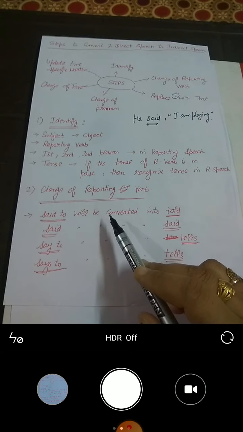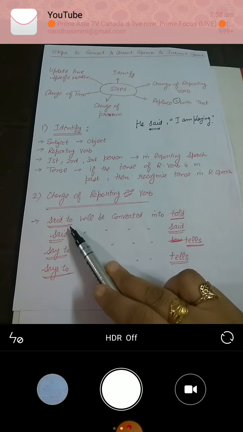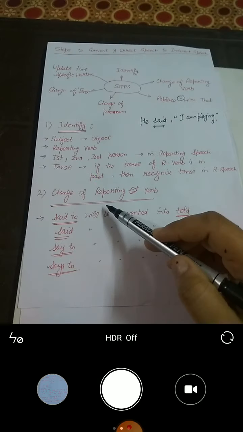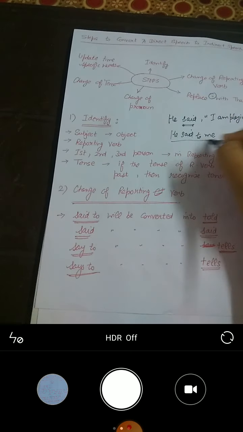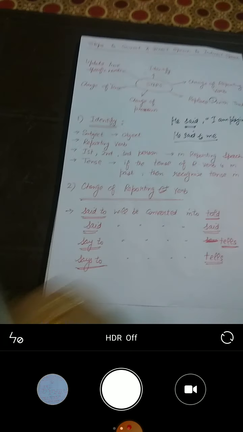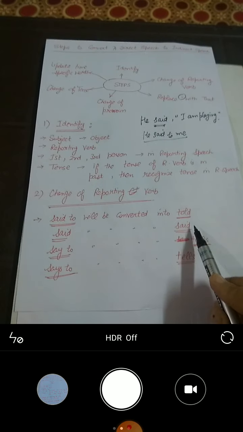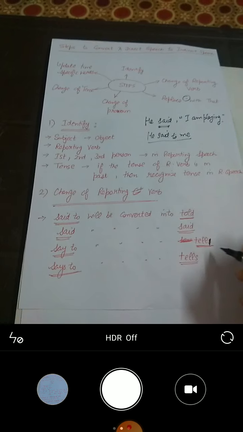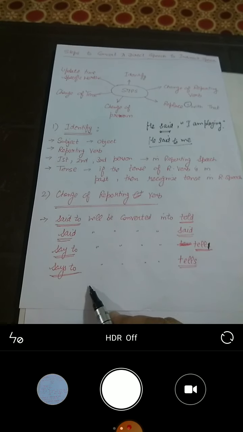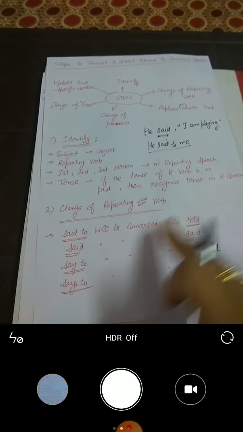Now comes the second step, change of reporting verb. How to change the reporting verb? If your reporting verb is "said to", here it can be like this also: he said to me. If your reporting verb is "said to", it will change into "told", and if it is "said", it will remain "said". Then if "say to" is there, it will change into "tell", and if it is "says to", it will change into "tells". So in this way you will change your reporting verb according to the tense. The reporting verb will change accordingly.